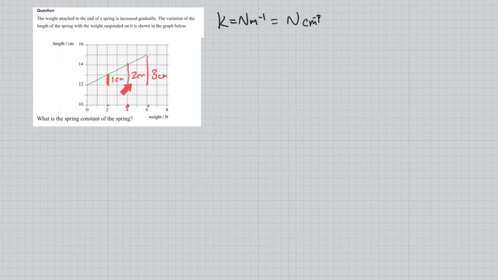So what is that telling us, right? The spring constant is how much weight we need for each meter, or in this case, each centimeter, for it to move. So we can tell that for every 2 newtons of additional weight, the length of the spring is increasing by 1 centimeter. So our k value in this instance is simply going to be 2 newtons per centimeter.